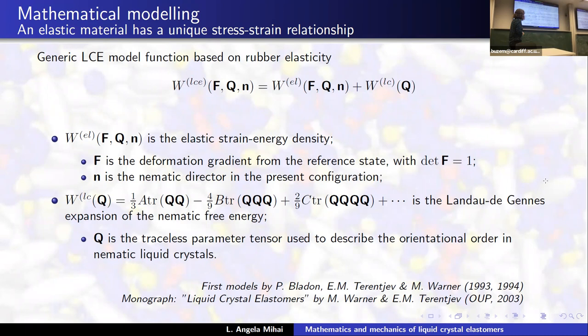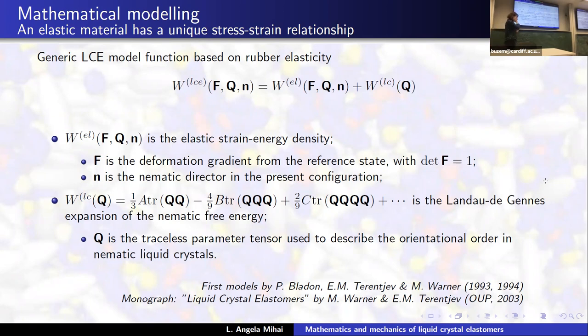This is what a general model might look like. It's just a sketch of a model; I'm not going into any great detail at this stage. It's an elastic component and a liquid crystal component, or nematic component. The elastic component will depend on the deformation gradient F, will also depend on the nematic director n, as you expect, and will also depend on the traceless order parameter tensor, which comes from the liquid crystal theory. The stray energy for liquid crystal, we write here in the Landau-de Gennes expansion. It depends on the order parameter tensor. So that's a general framework.